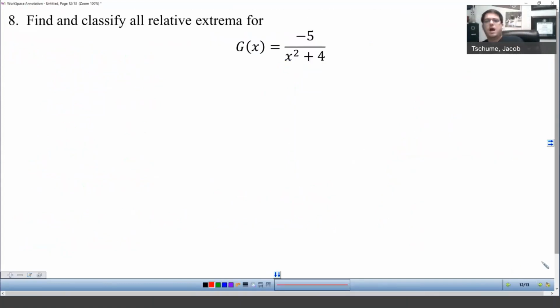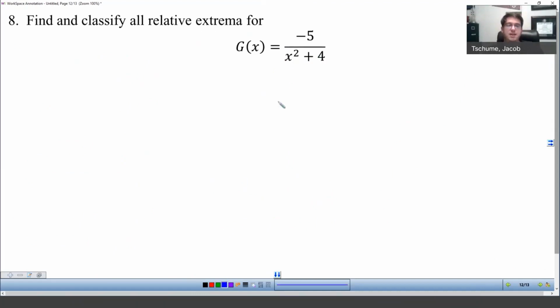All right. I wanted to stick number 8 in here because it's a little bit different kind of derivative. So everything we've done so far in this section has been the power rule, but occasionally we will see problems that aren't power rule, and we have to be able to do those as well. So how about we just, no graphing this time, let's just find and classify all the relative extrema for g of x equals -5 over x squared plus 4.